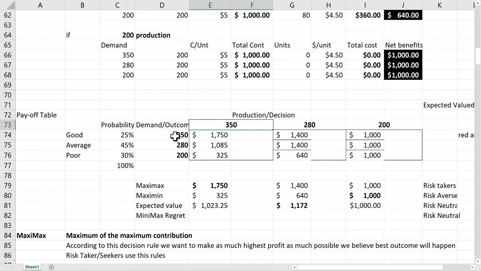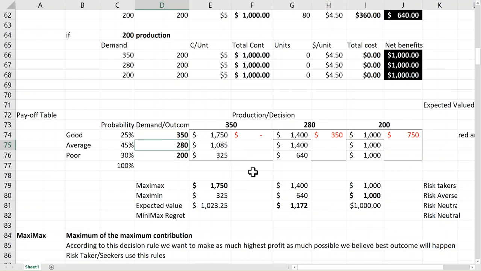So if outcome is 350, which one will have the highest return? The highest return will be with 1750. If outcome is 350 and we have decided to produce 350, then we will be happy. There will be no opportunity cost here. But if outcome is 350 and we have decided on 280, then we would wish that we produced 350, we would have earned 350 more. Or if we decided on 300, we would wish that we had produced 350, we would have earned 750.